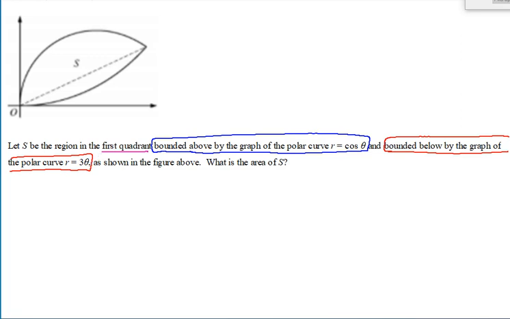So based on the description of this, you can tell above it's talking about this graph right here. This is the above one. This is r equals cosine theta. And below, it's talking about this one right here. We'll see why that dotted line is there, that they put in there to help you set it up correctly. So this one is r equals 3 theta. We can see that on our calculator.